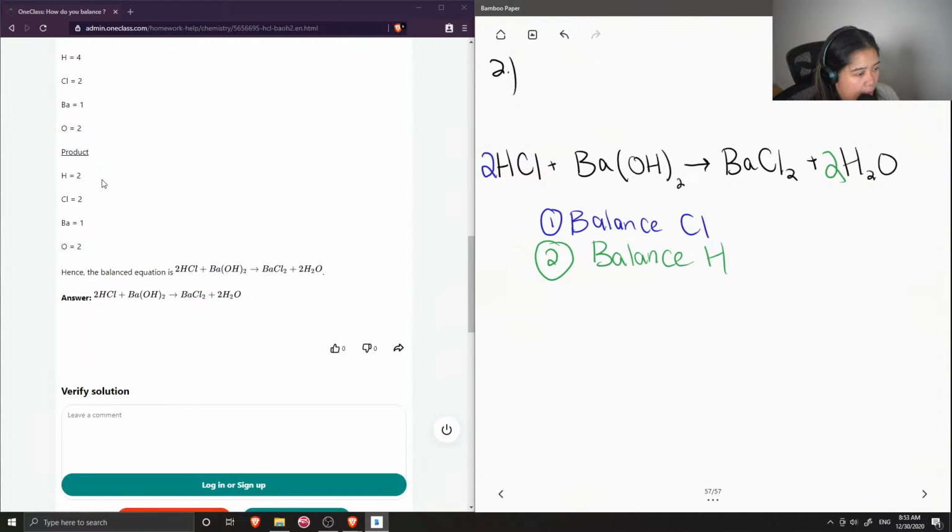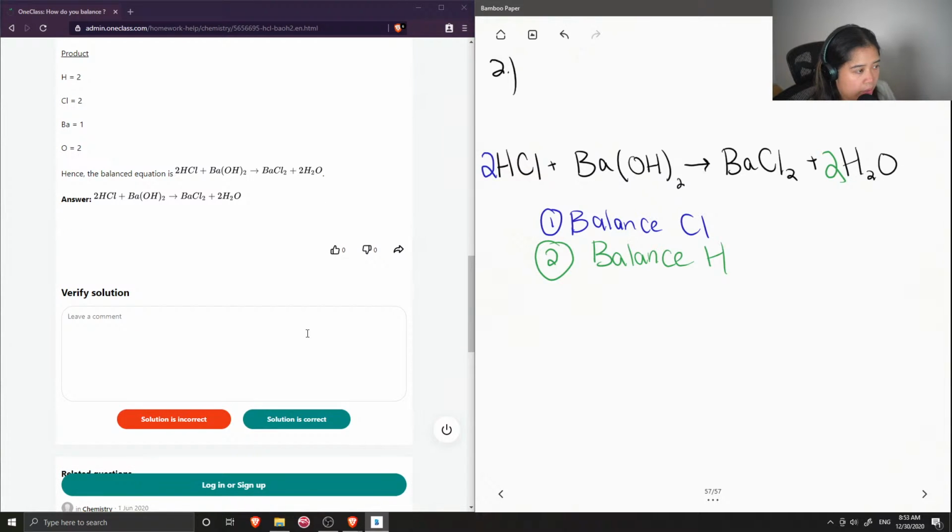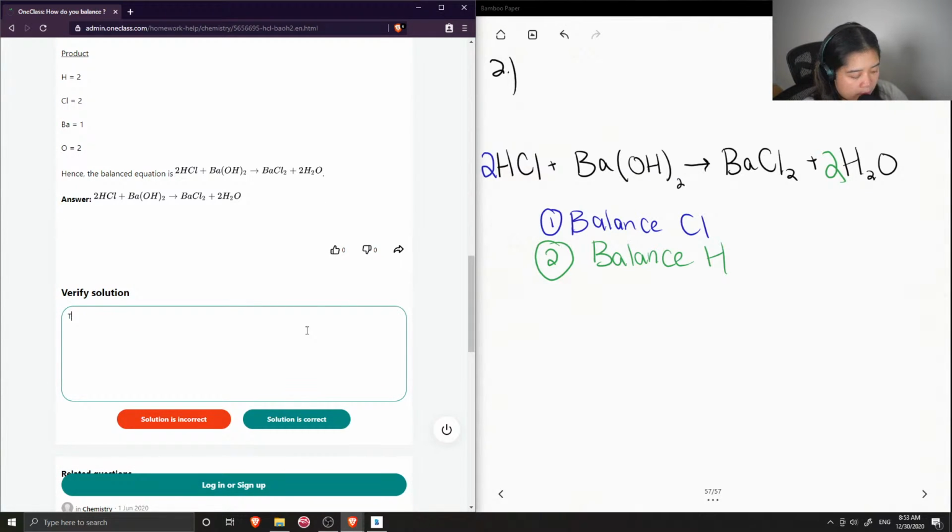So they ended up having the same balanced equation. So this solution is correct.